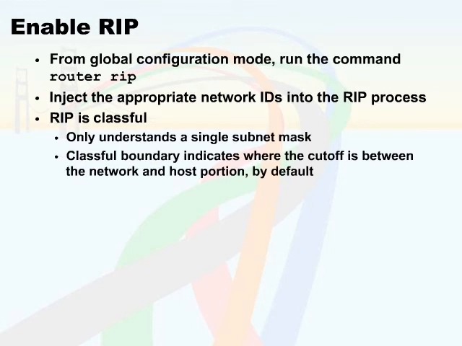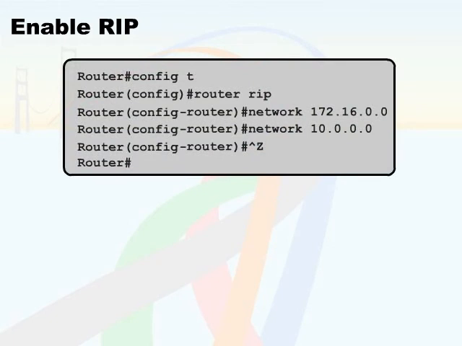It indicates where the cutoff is between the network portion and the host portion by default in the classful IP address. In this case, we have a class B IP address, that is 172.16. That's the classful boundary. That identifies the network portion at the classful level for class B. Everything else that we might enter is completely disregarded. Even if we enter information, it doesn't take it.